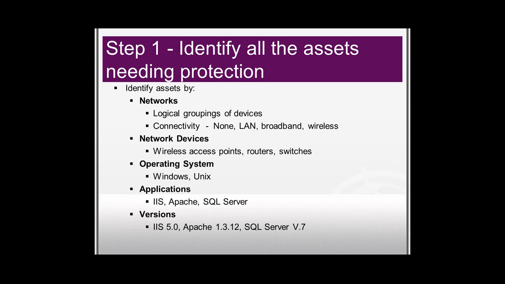First, as I said, you identify all the assets you need. You identify your assets through things like your network assets, your network devices, operating systems, your applications, what versions you have, and so on. But in order to secure something, as I said before, it's important to first know that it exists, what it is, and where it's located. And you do that by identifying these assets I have here.